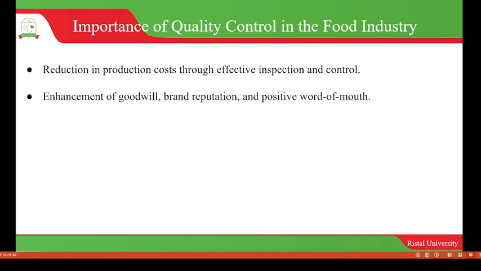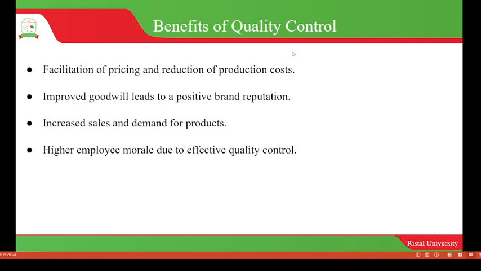Importance of quality control in the food industry. Quality control reduces the production cost through effective inspection and control. Then it enhances goodwill, brand reputation, and positive word of mouth. These are the main importance of quality control in food industries.